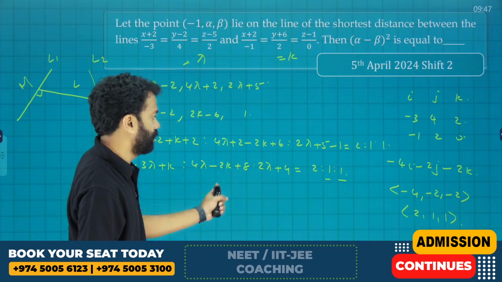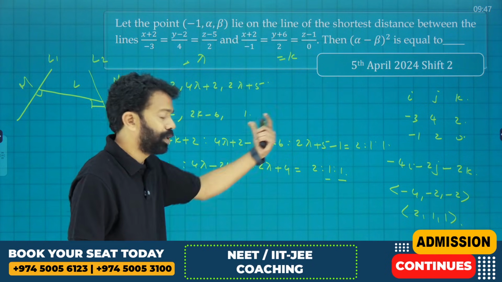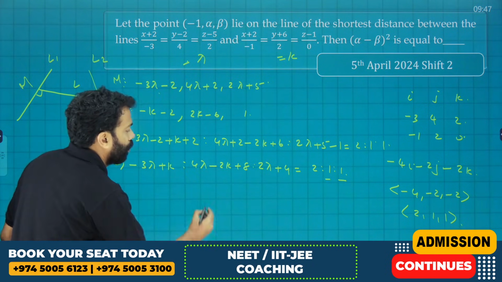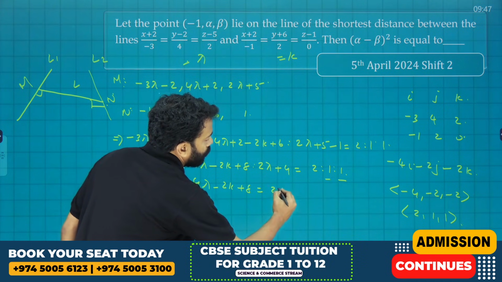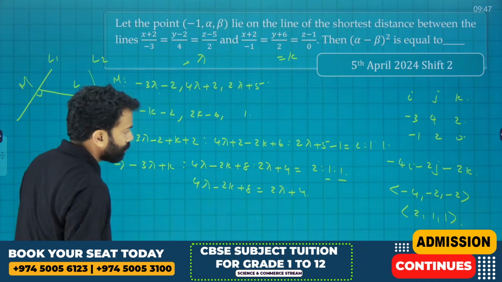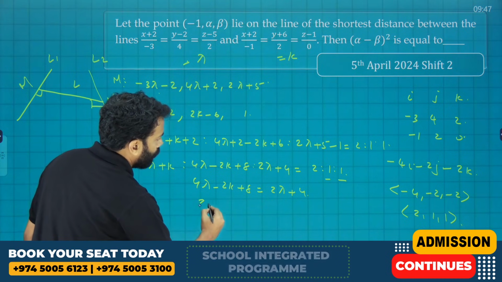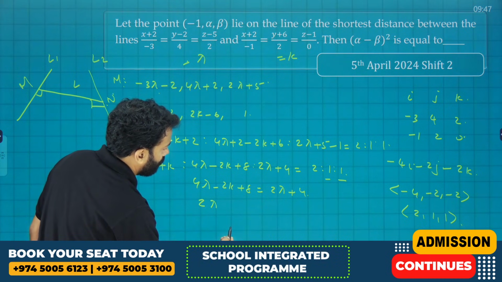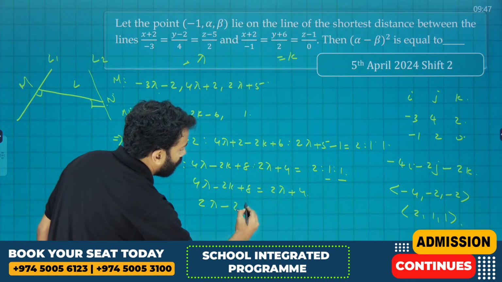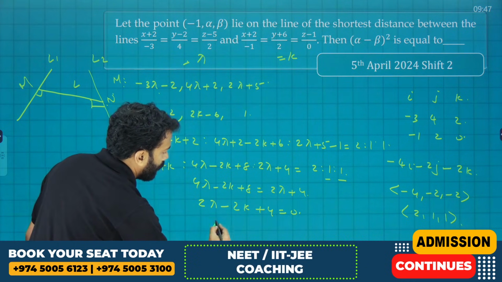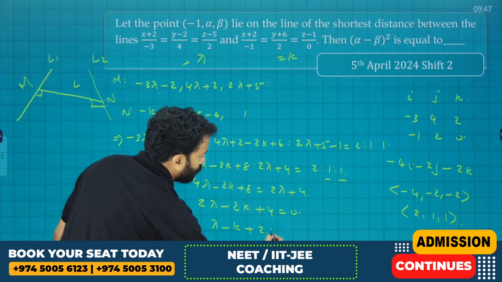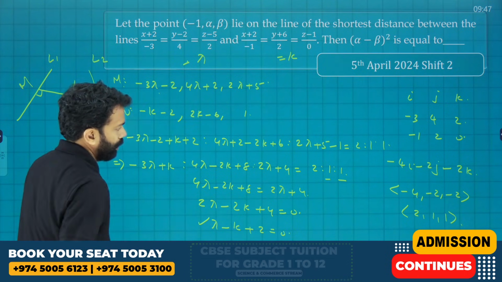See, if you observe the ratios here, it is 1 is to 1. Therefore, we can easily formulate this one and this one. Both of them should be equal, otherwise it can't be 1 is to 1. Therefore, 4 lambda minus 2k plus 8 is equal to 2 lambda plus 4. If you take this here, it will be 2 lambda minus 2k plus 4 is equal to 0. That is lambda minus k plus 2 is equal to 0. Okay, you got one equation.